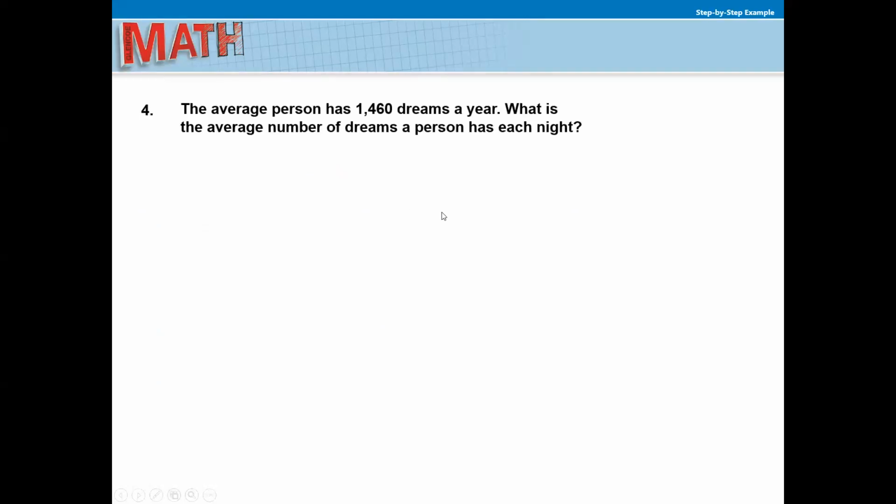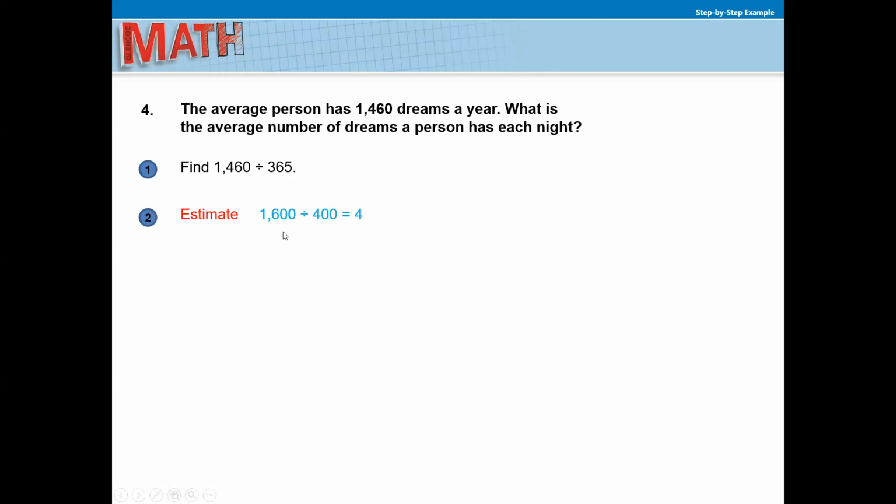Number 4. The average person has 1,460 dreams a year. What is the average number of dreams a person has each night? Find 1,460 divided by 365. Why? Because there are 365 nights in a year.